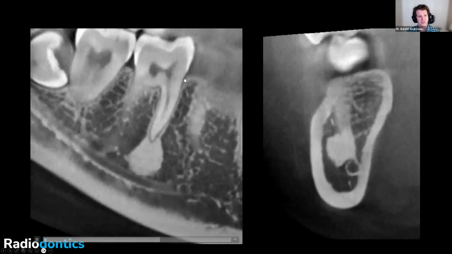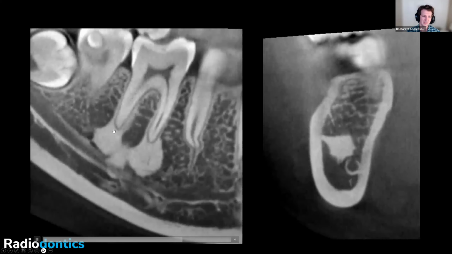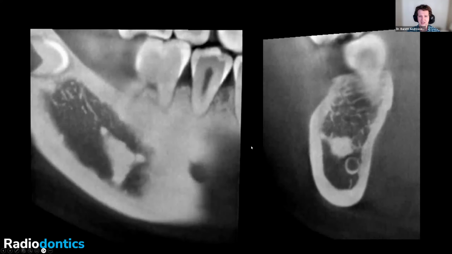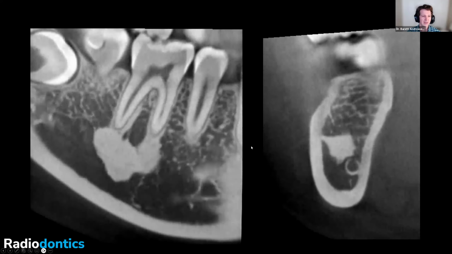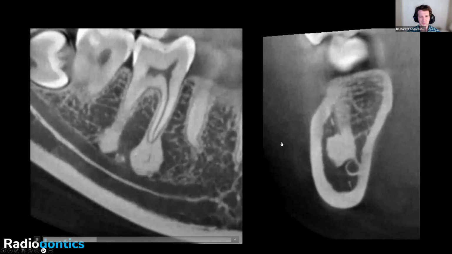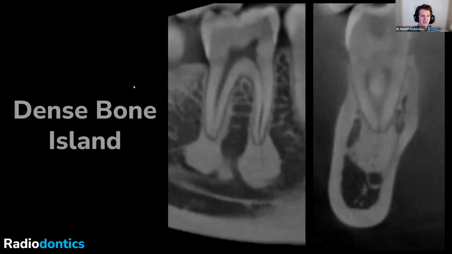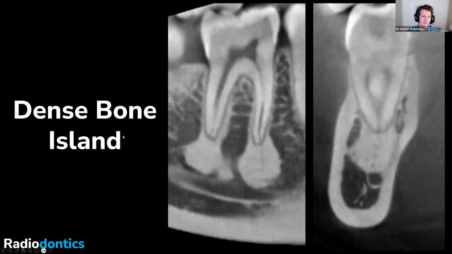If you're looking at the tooth, this tooth is totally normal. It's completely vital. You can see the PDL space. Everything is regular and intact. Everything looks normal except for this kind of weird radiopacity hanging around. This is what we call a dense bone island. A dense bone island we talked about at the beginning when we were talking about one of our interesting cases. Dense bone island is a normal anatomical variation where cortical bone has formed in the area of trabecular bone.